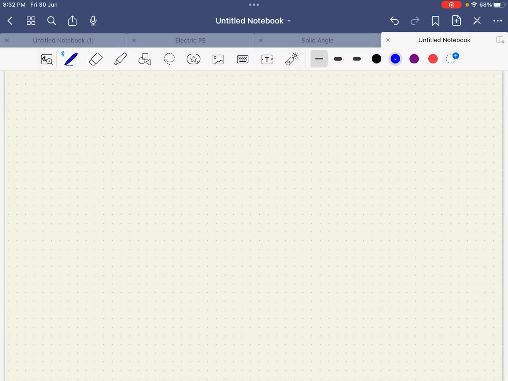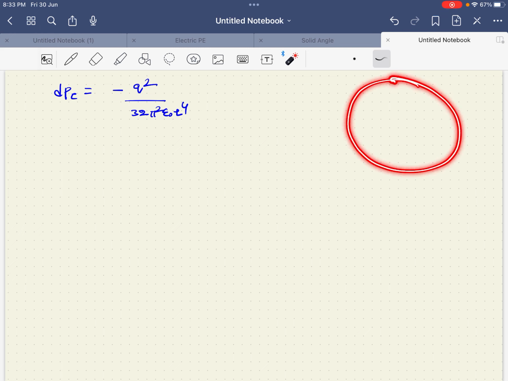Now here we get a decrease in pressure due to the charge on the bubble. This is dP_e, and it is going to be a decrease. Decreasing pressure means we can write minus q square by 32 pi square epsilon naught r to the power of 4.